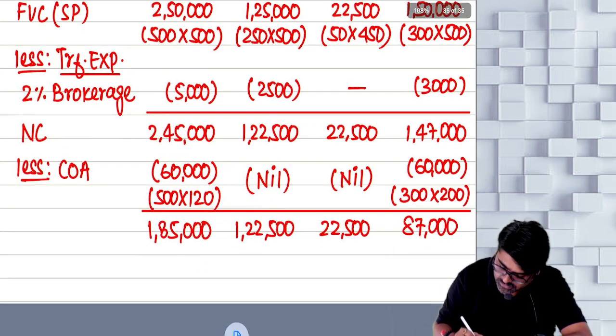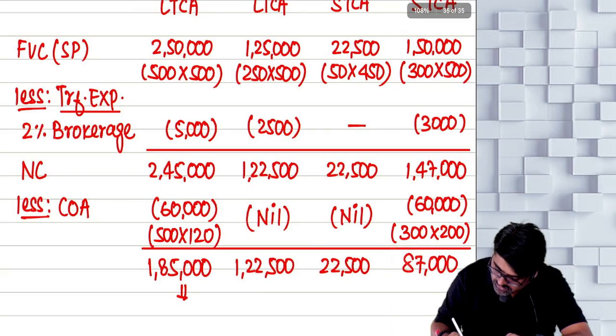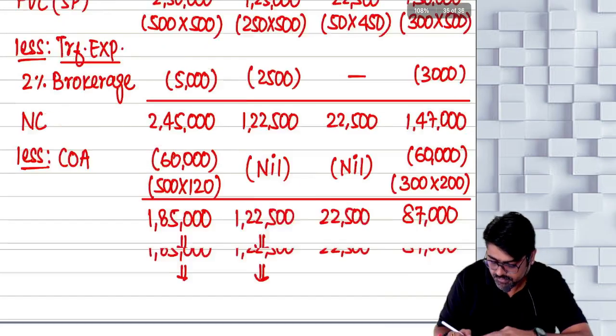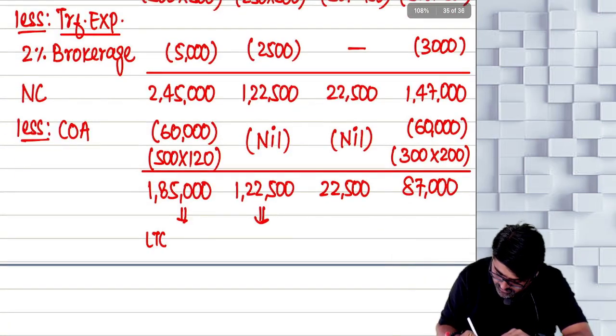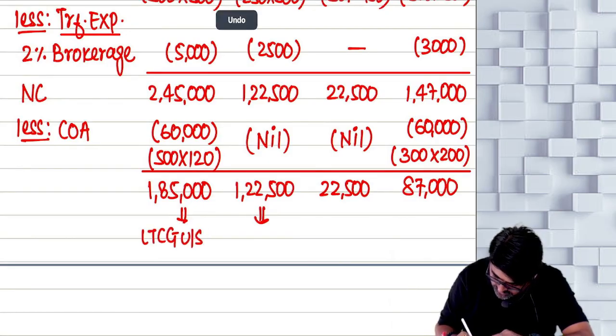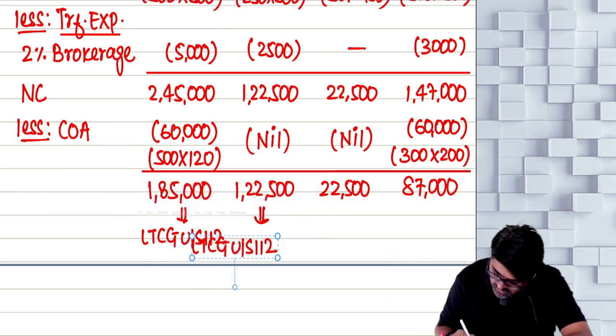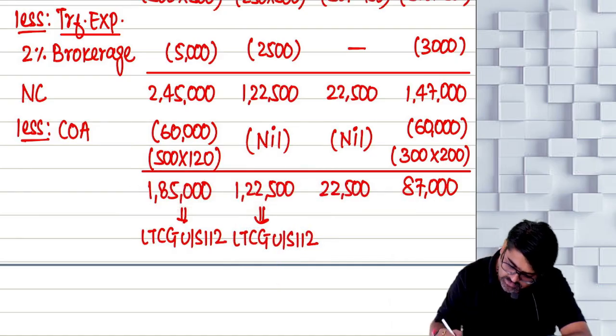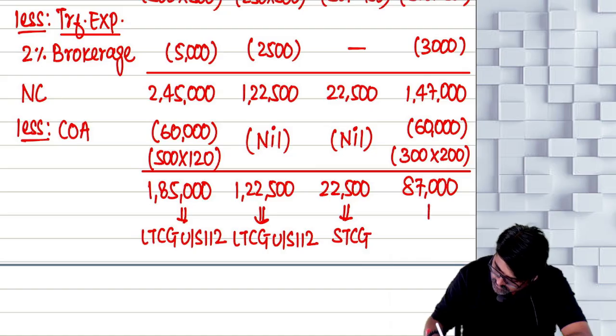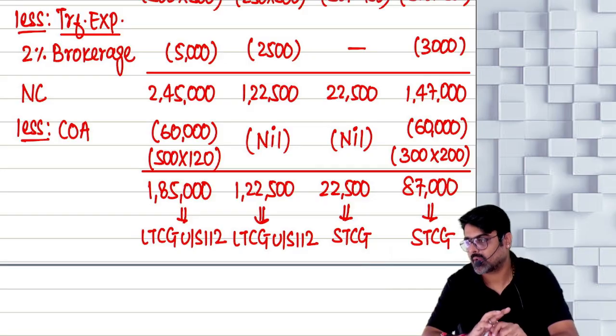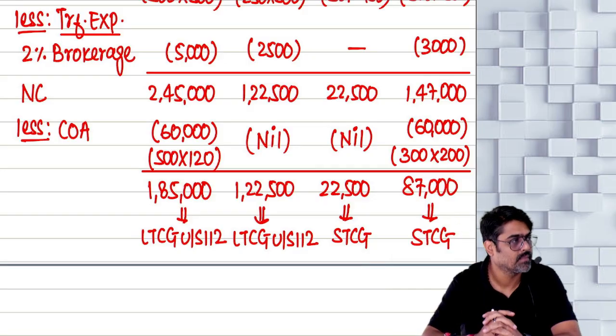87,000. Now see, this is your long-term gain, this is your long-term gain. Long-term capital gain under which section? Under section 112. This is also long-term capital gain under section 112. Can I say this is your short-term capital gain and this is also your short-term capital gain? You have to calculate them separately. Please remember.